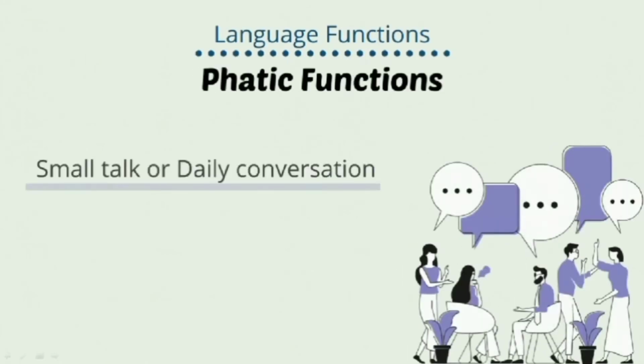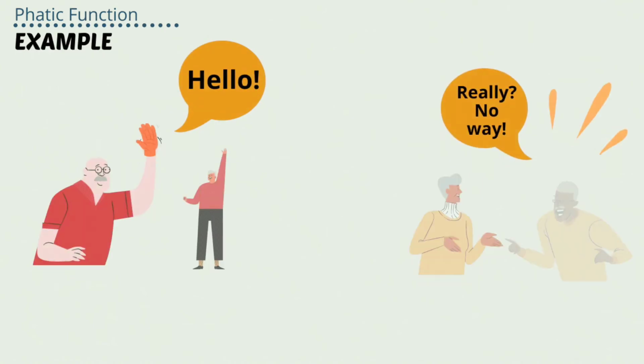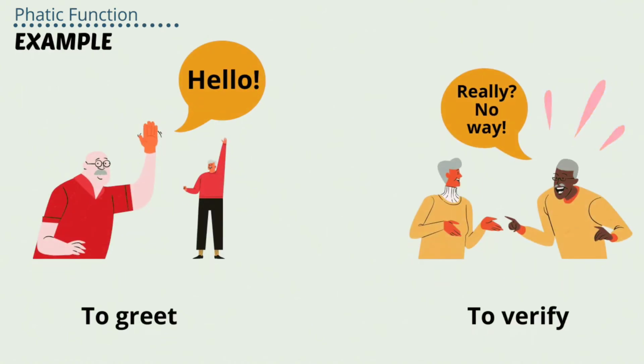The phatic function is also usually used in small talk or daily conversation. That purpose can be verification, interest, or just greeting one another. Something that is used in daily talk or small talk between speaker and receiver. For example, when you say, "Hello," the word is used to greet, which the recipient will reply so that there is an interaction between you as the speaker and the receiver. And this has an effect on the course of communication.